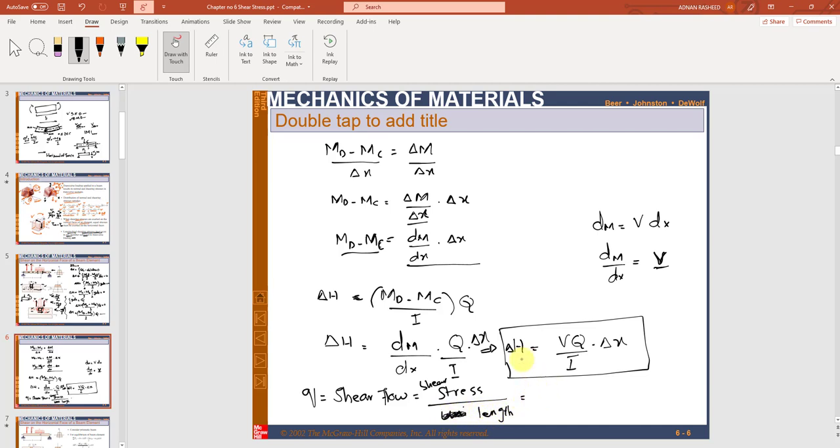So if you have the horizontal shear force as VQ into delta X over I, and the length or the thickness is also delta X, then the shear flow comes out to be equal to VQ over I. By shear flow we mean the shear per unit length, that is, how much shear force is acting on a unit length. That is equal to small q. Clear?